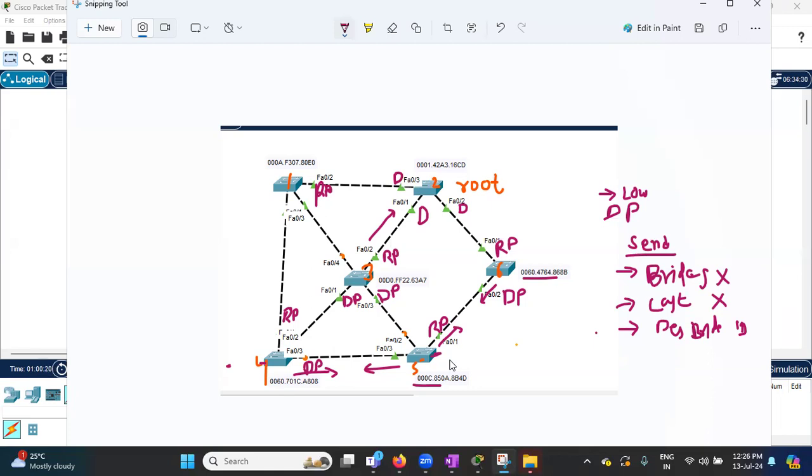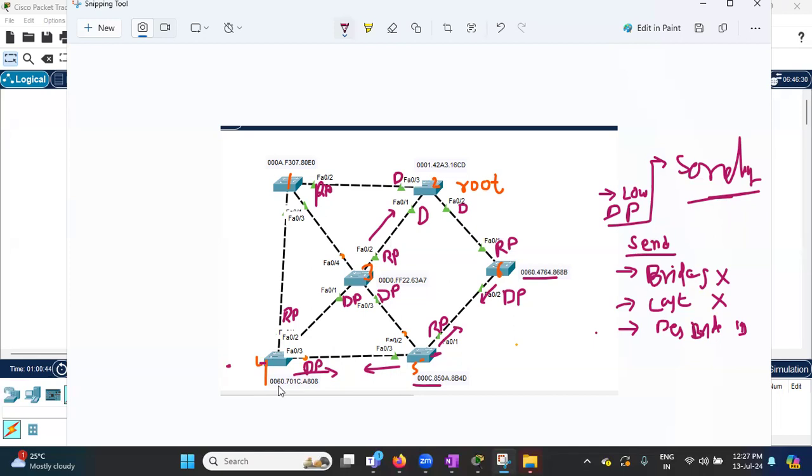How will it be for switch 4? Switch 4 has the DP condition. Which port is sending the superior BPDU, not receiving? Which switch is sending superior, 5 or 4? 4. Why is it sending superior? Because of the bridge ID.